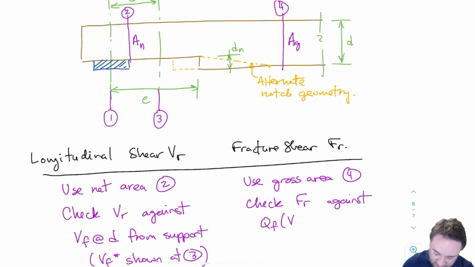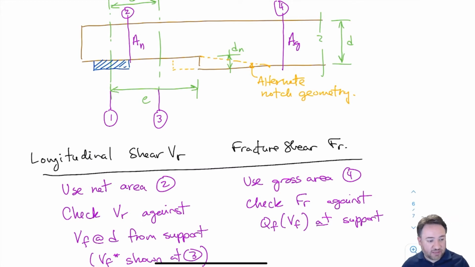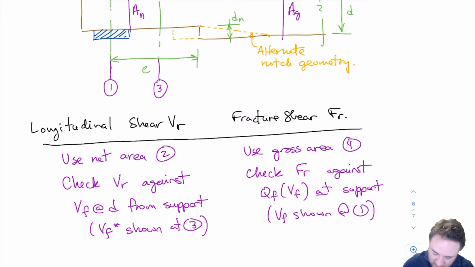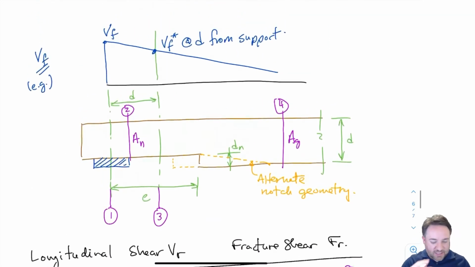QF. Okay, and sometimes that's also the same as VF at the support. Okay, QF is not always the same as VF, right? Because VF is the shear. QF is actually the load being applied at that location. But actually, I'm going to use the shear value when I do my check, which is VF shown at 1. Okay, so I'm going to use the VF that's at the center of the support, this one right here.